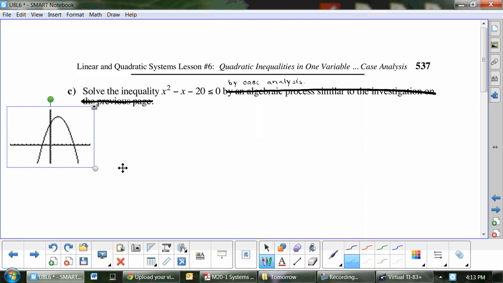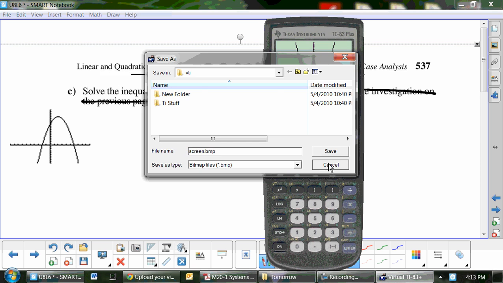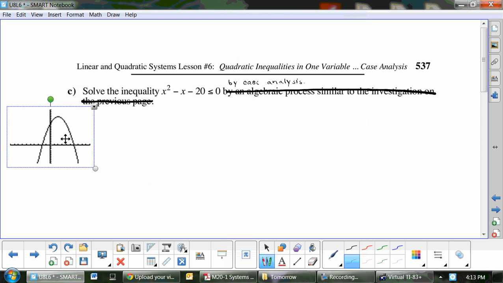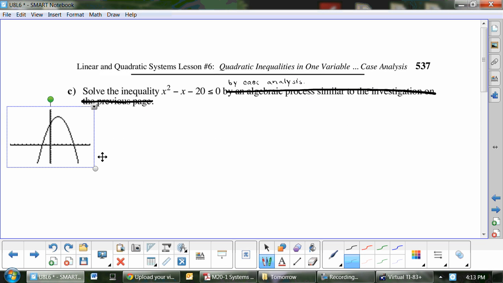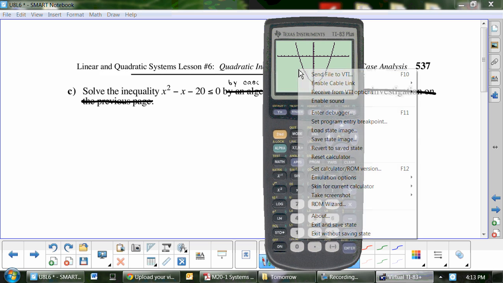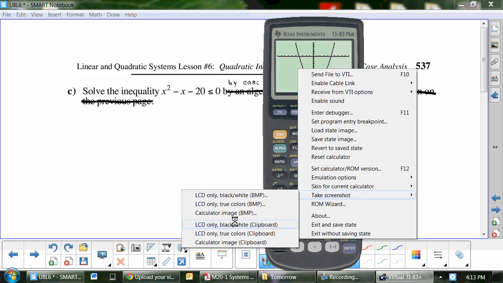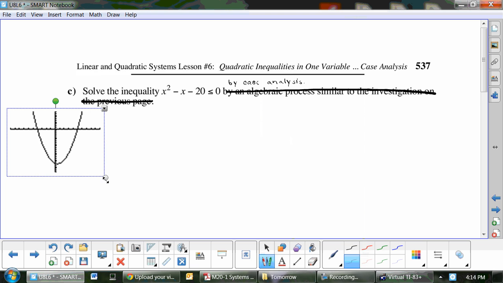Like this. Okay. And then we know, wait a second. Okay. That's not the graph we need. Let's try that again. So we go copy, screenshot, black and white, paste. There we go. So we want to find our x and y intercepts.